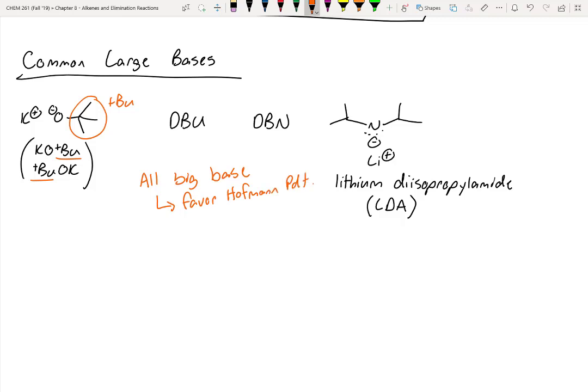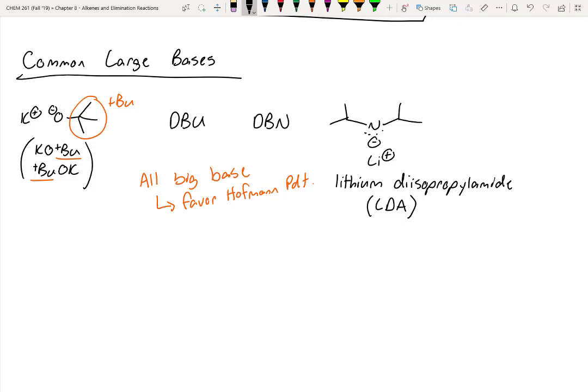Will any of these do substitution chemistry? What do you think? Are they good nucleophiles? Why are they not good nucleophiles? Because they're big, right? So in this case, the bigness is not only helping us in terms of favoring our Hofmann product, but it's dissuading these from acting as nucleophiles and doing substitution chemistry. So it's a double win if you're aiming for your Hofmann product.